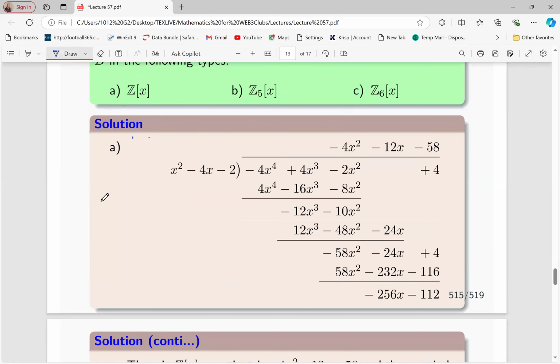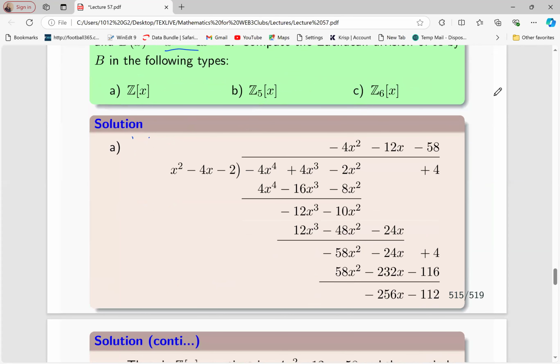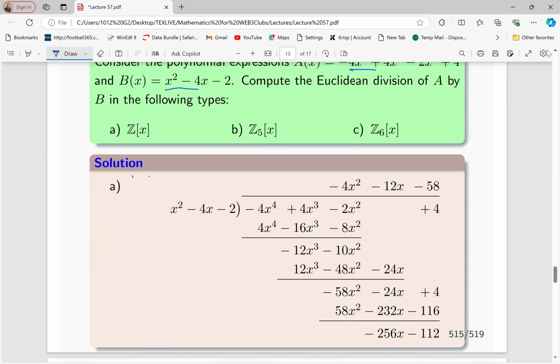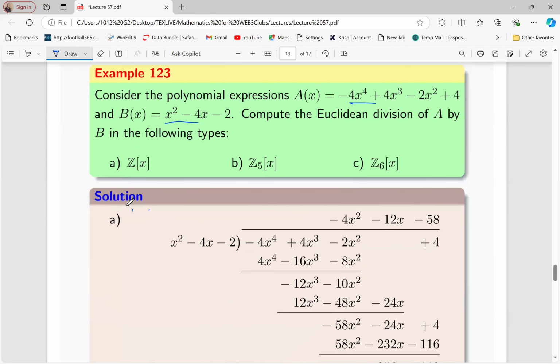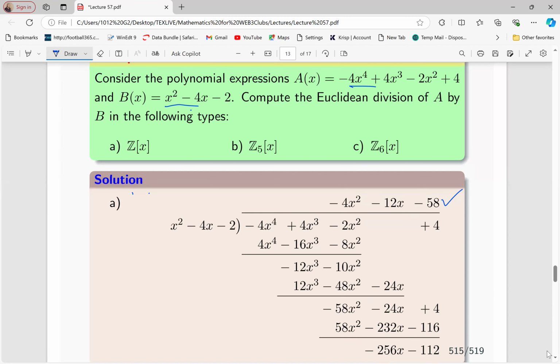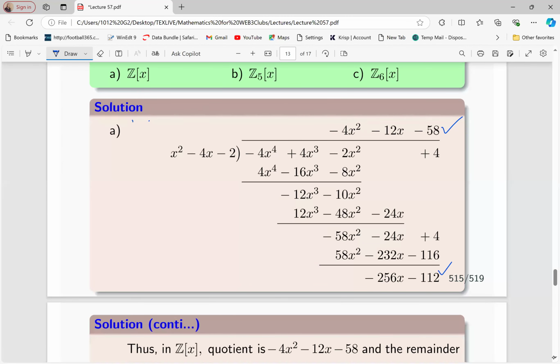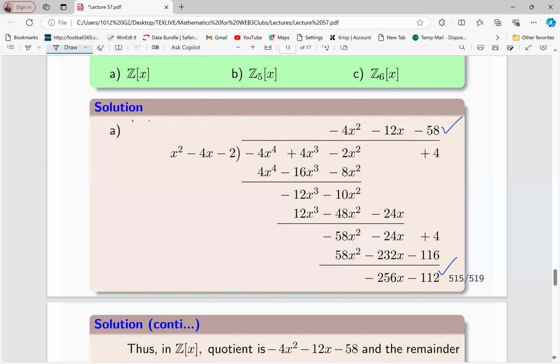Now, we had already done this example in Z of x. We had already divided this in that. So this is what we get as the quotient, and this is what we get as the remainder in Z of x. So if we want the answer in Z of 5, we take this quotient.